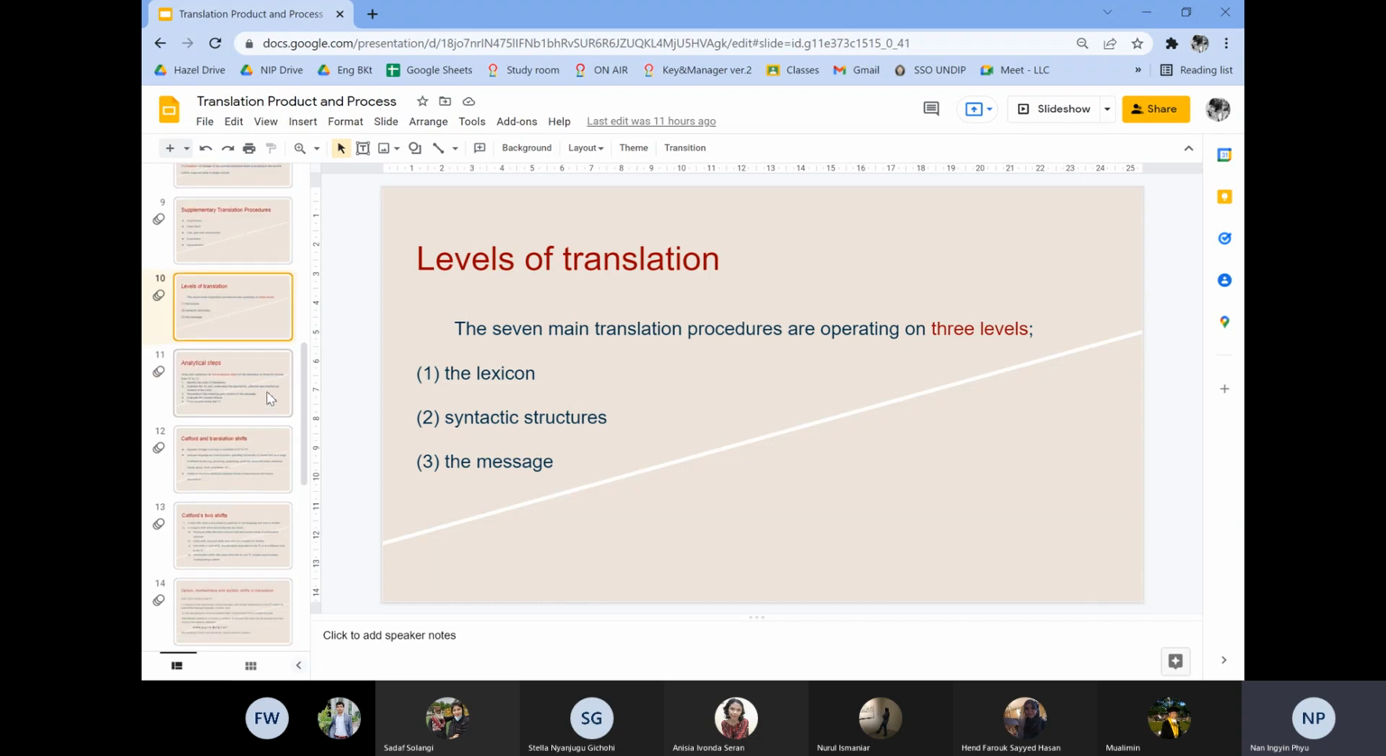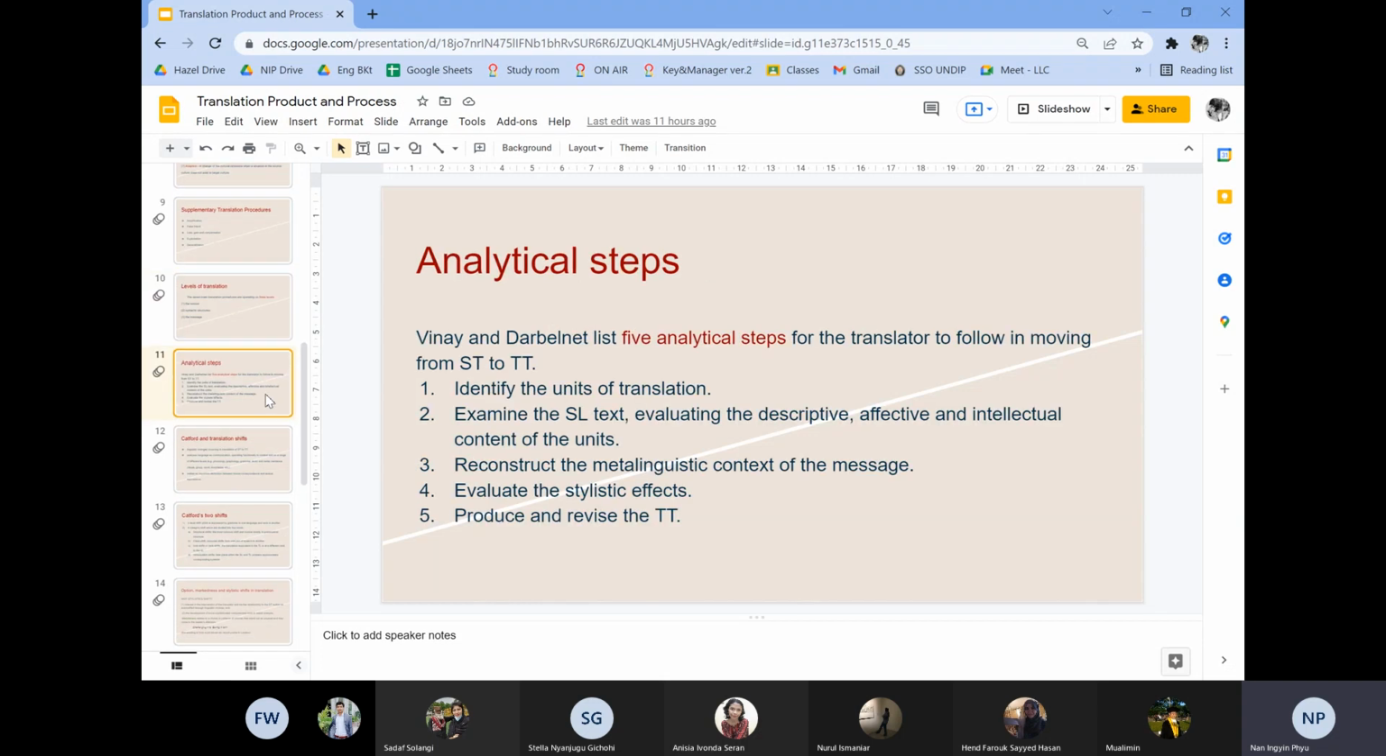And then another one is the analytical steps. Of course, we still have to take care about how to analyze. Just by using all the procedures and all the strategies, can we translate it directly? No. However, we still have to analyze it. So there are 5 steps. The very first one is we have to identify the unit of translation. Here, unit means the part of speech. Of course, we have to take care of that.